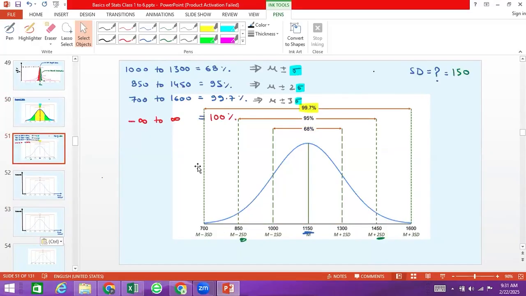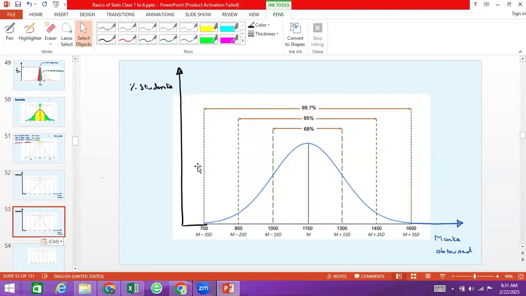Sir, one doubt. These 68%, 95%, 99% are fixed numbers? Yes. That's the empirical one. For a normal distribution, this 68%, 95%, 99.7% are fixed numbers.